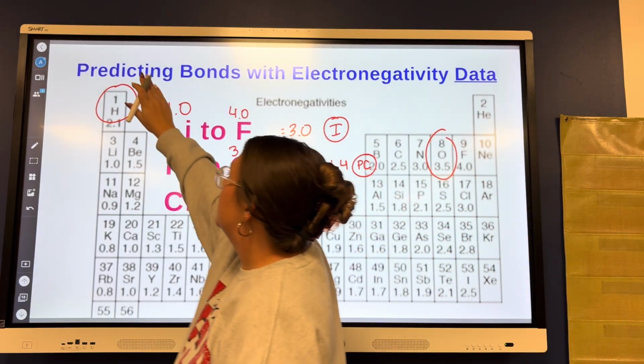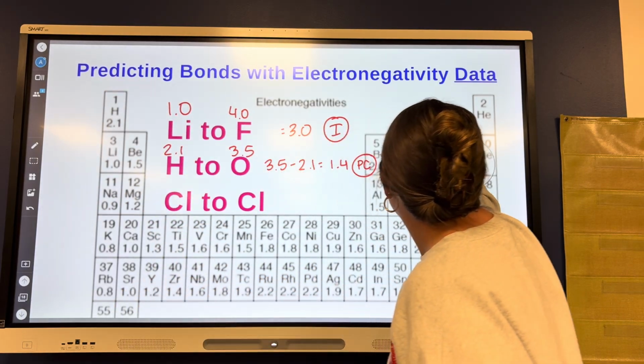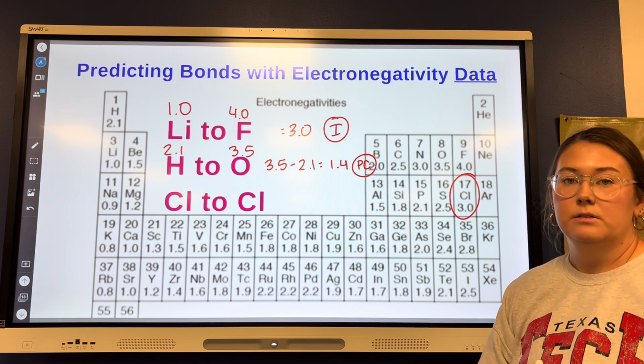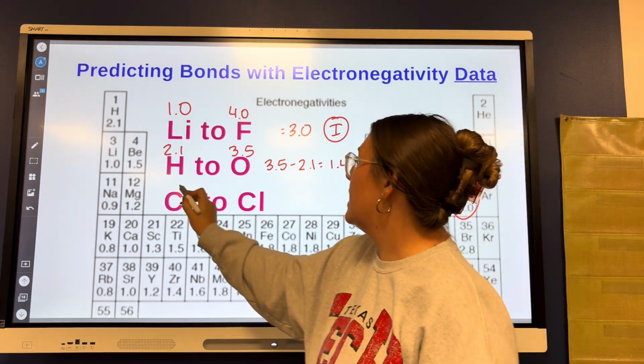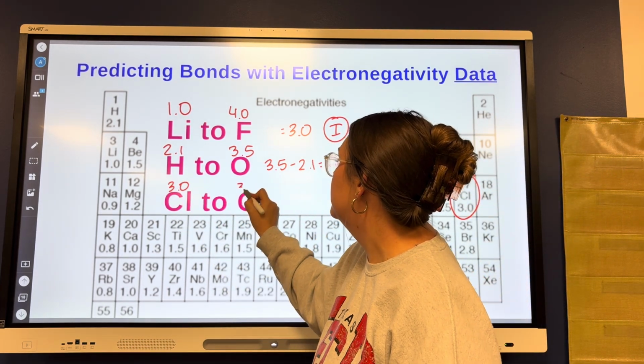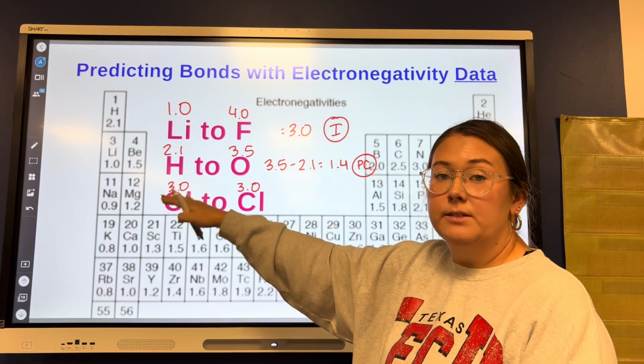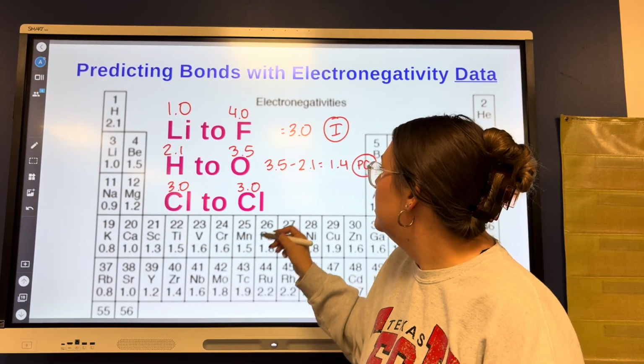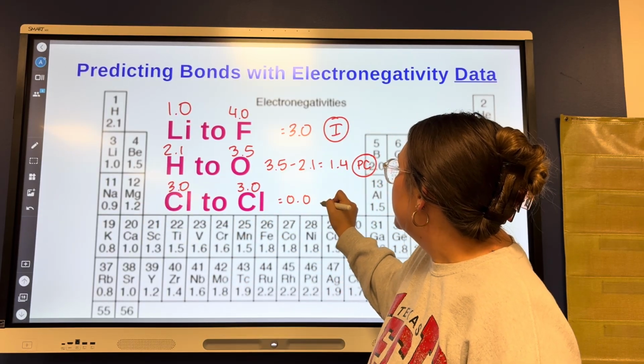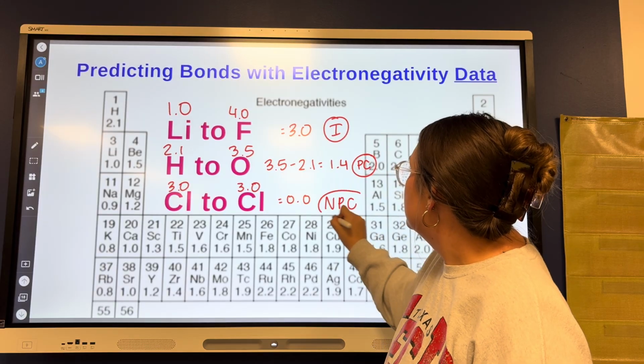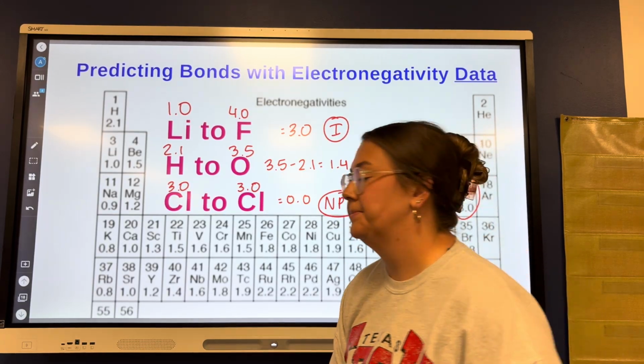The last one, chlorine to chlorine, it's the same element. So chlorine to chlorine, they are both 3.0. So the difference is 0. 3 minus 3 is 0, which would make this nonpolar covalent.